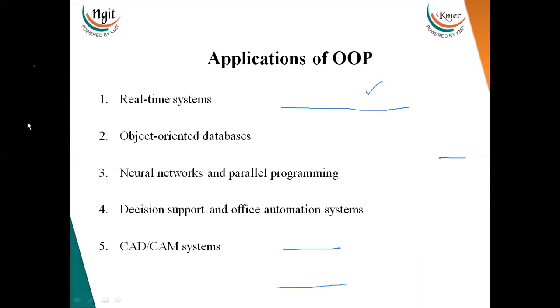And sir, where do we use this object-oriented programming? What are the application areas of object-oriented programming? It can be implemented in real-time systems, object-oriented databases, neural networks and parallel processing, decision supporting, and office automation systems, as well as in CAD/CAM systems. These are all the various applications of object-oriented programming in real time.